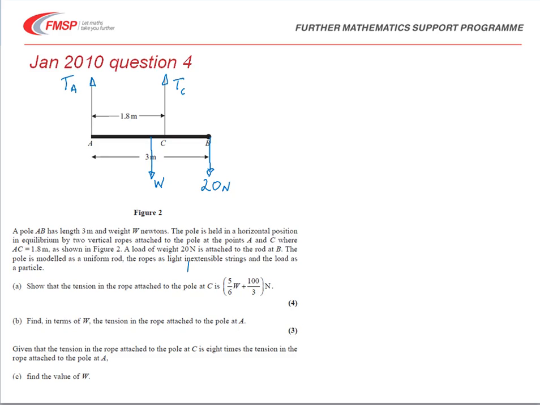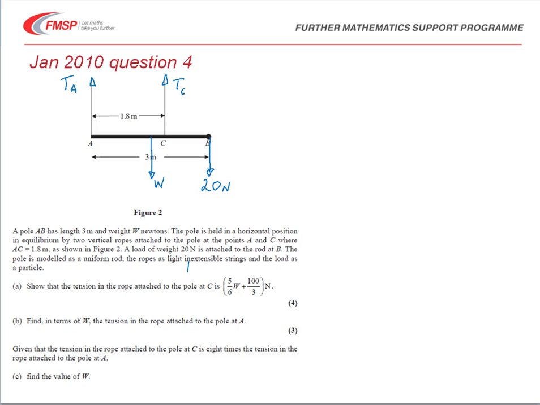In the first part of the question, we're asked to show that the tension in the rope on the pole at C is given by the expression 5/6 W plus 100 over 3, in newtons. Having done that, we should find a similar expression in terms of W for the tension in the rope at A. And then we're going to solve for W, given some extra information in part C of the question, that one tension is 8 times the other tension. So, 3 parts of the question.